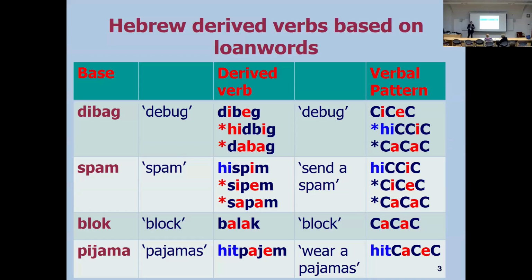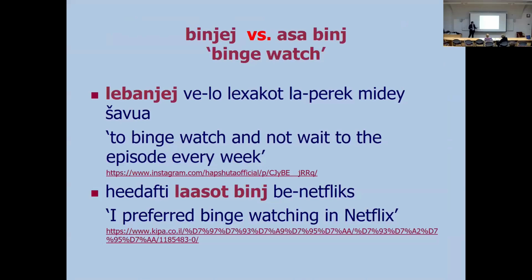But today, I want to focus on another competition. I want to focus on the competition between all these forms and a periphrastic construction. For example, if we take the word binge, like to binge watch, so we have the verb binjej, to binge watch, which is again in the EE pattern. There is an online example; I will not read it because it's in Hebrew anyway. So binjej is the infinitive form.